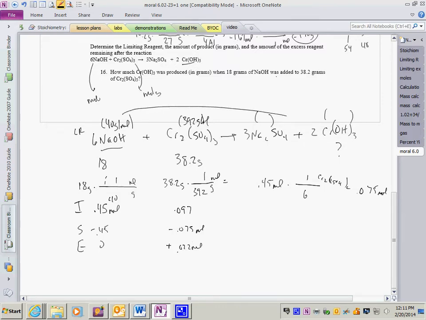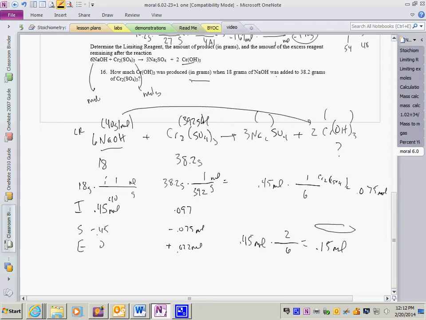Jump from here to here, and at a 0.45 moles at a 6 to 2 ratio will give me my moles of the product I'm looking for. 0.45 times 2 divided by 6 equals 0.15. So 0.15 moles, and that would be my answer if it's in moles, but they want my answer to be in grams. So I'll need to add up my molar mass of these.